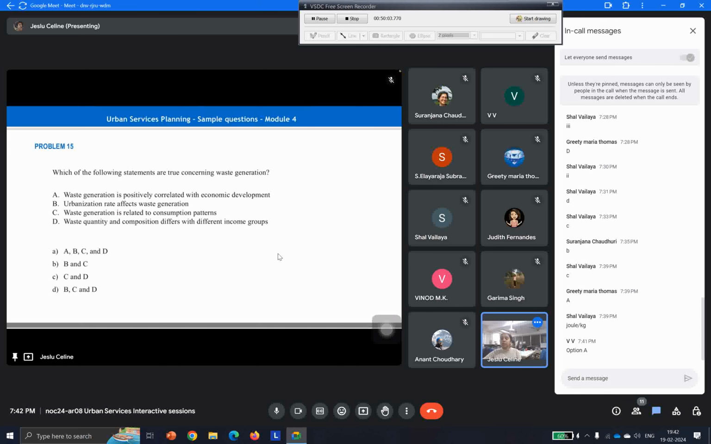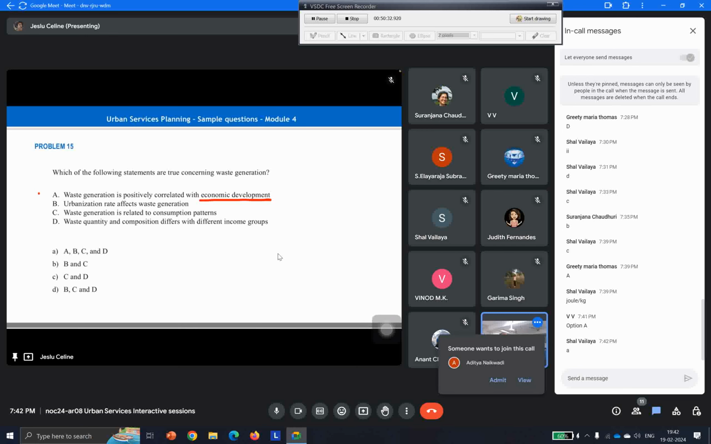Problem 15. Which of the following statements are true concerning waste generation? A. Waste generation is positively correlated with economic development. B. Urbanization rate affects waste generation. C. Waste generation is related to consumption patterns. D. Waste quantity and composition differs with different income groups. So let's go option by option. First one, waste generation is positively correlated with economic development. That's a correct statement. We've already discussed that. The more affluent the region is, the more waste is generated.